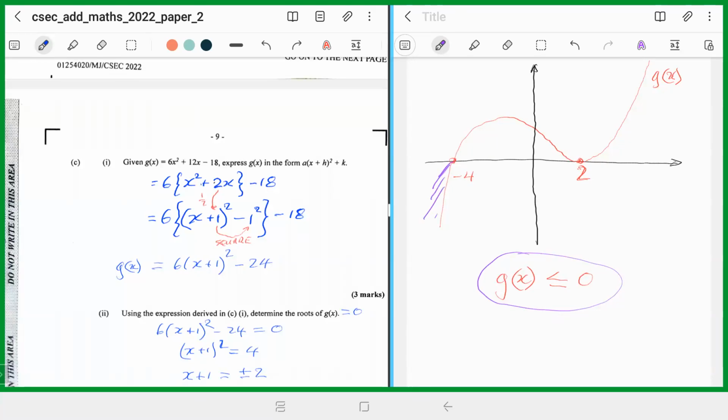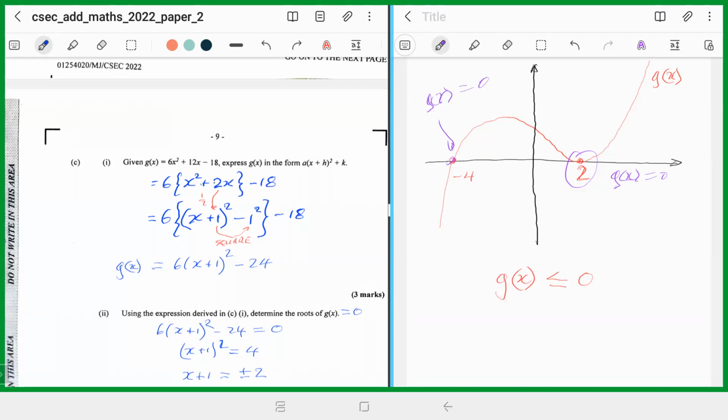That's it? And the 2, because the 2 is for g of x equals 0. So you cannot ignore it. The 2 is where g of x is equal to 0. G of x is equal to 0 at the 2. G of x is equal to 0 at the 4. That's on the x-axis. G of x is equal to 0 at the 4, right there.